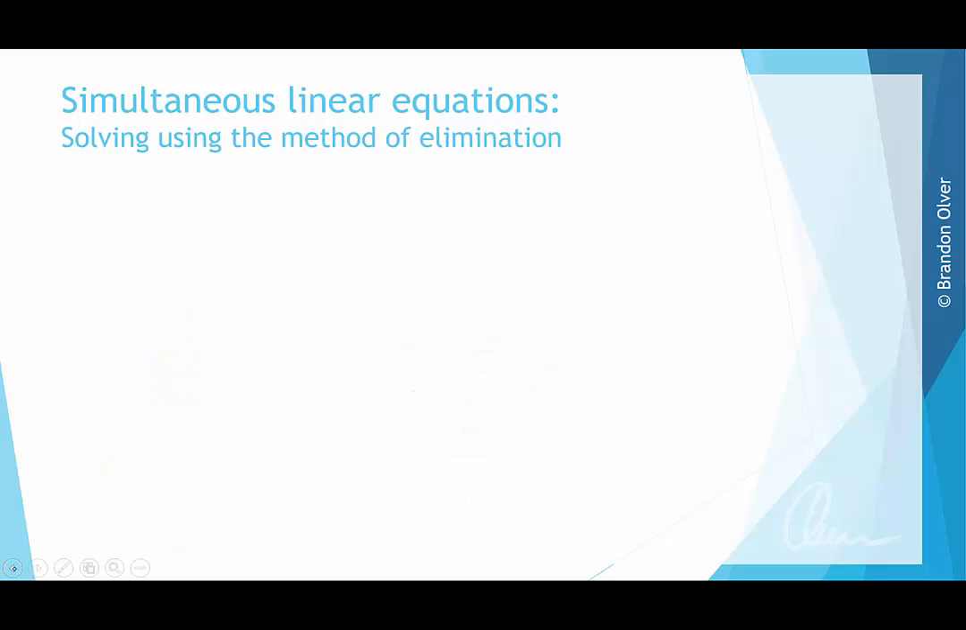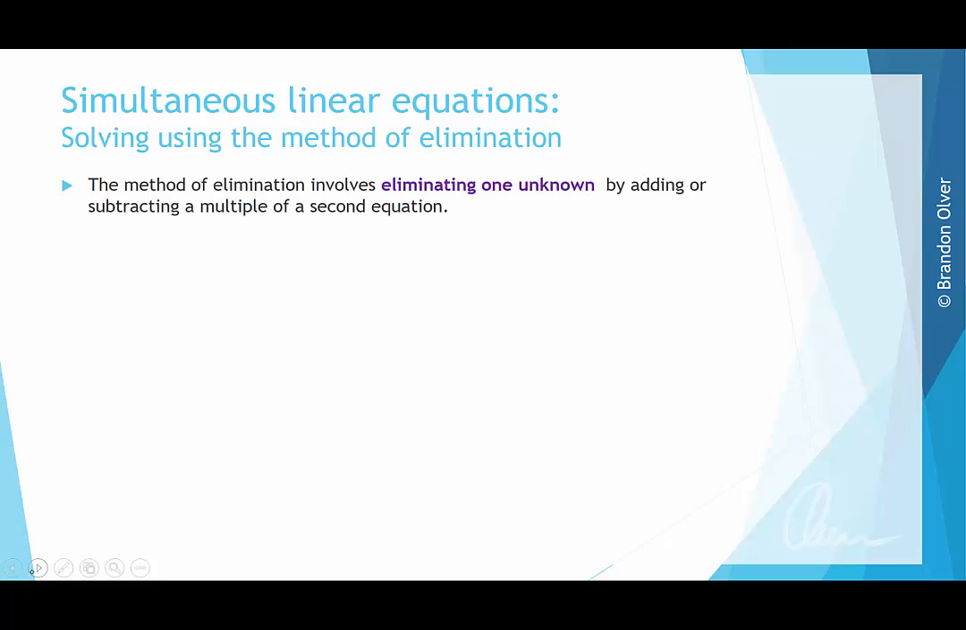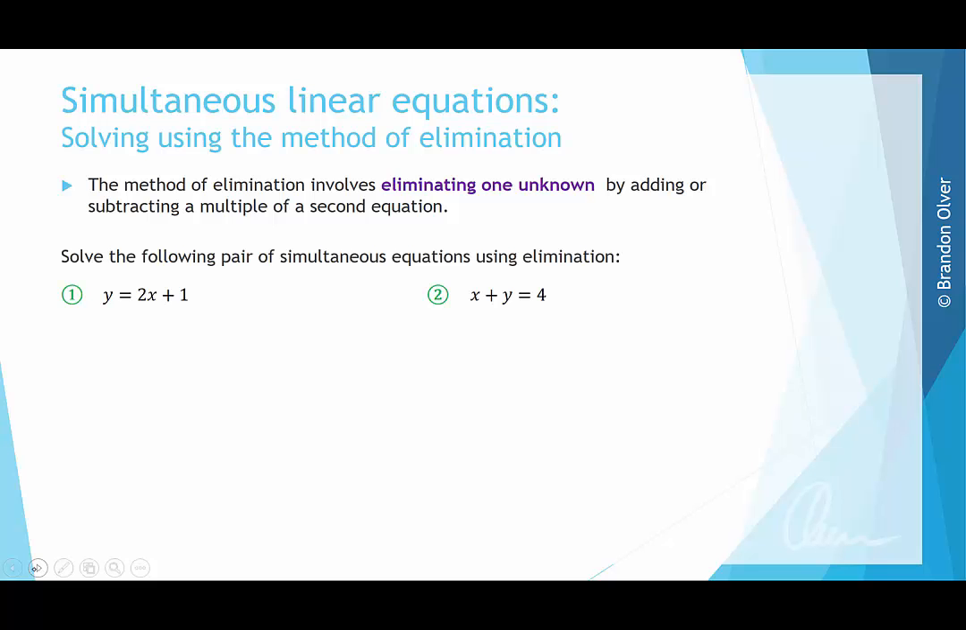Another way of solving simultaneous linear equations is using the method of elimination. The method of elimination involves eliminating one unknown by adding or subtracting a multiple of a second equation. So we'll have a look at this through an example. So we've got the same equation, y equals 2x plus 1 and x plus y equals 4, as when we did our substitution example, but this time we're going to solve it using elimination.